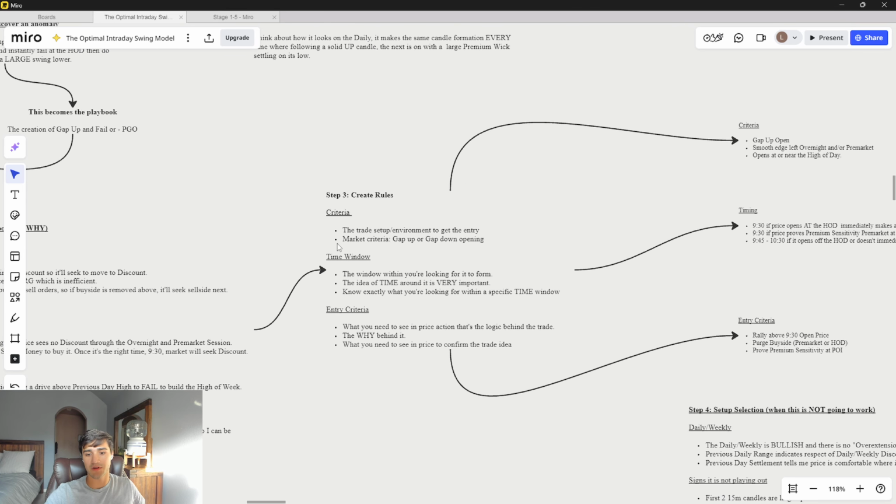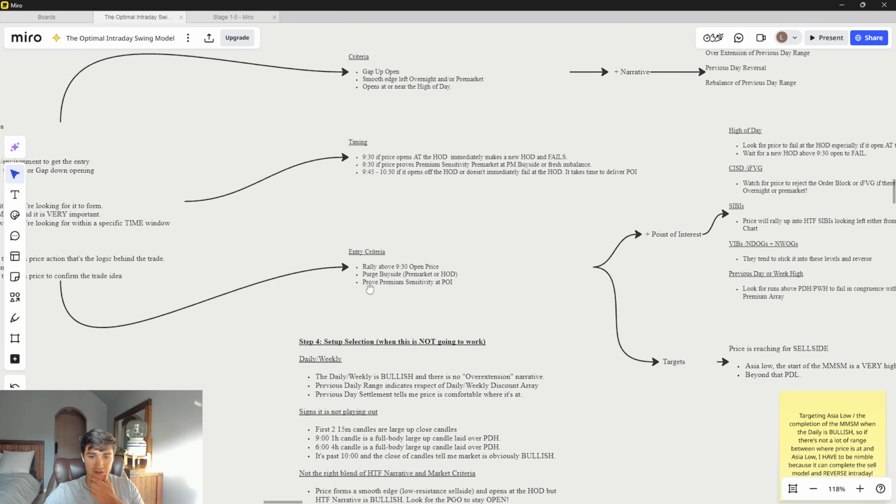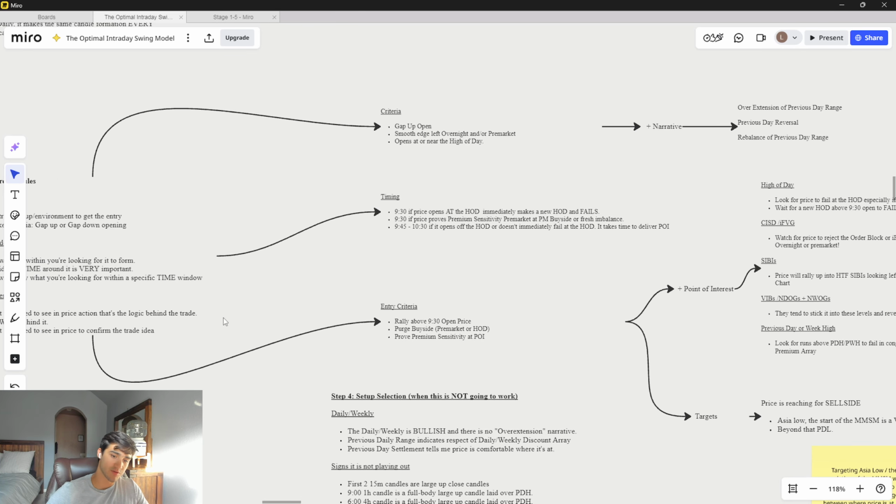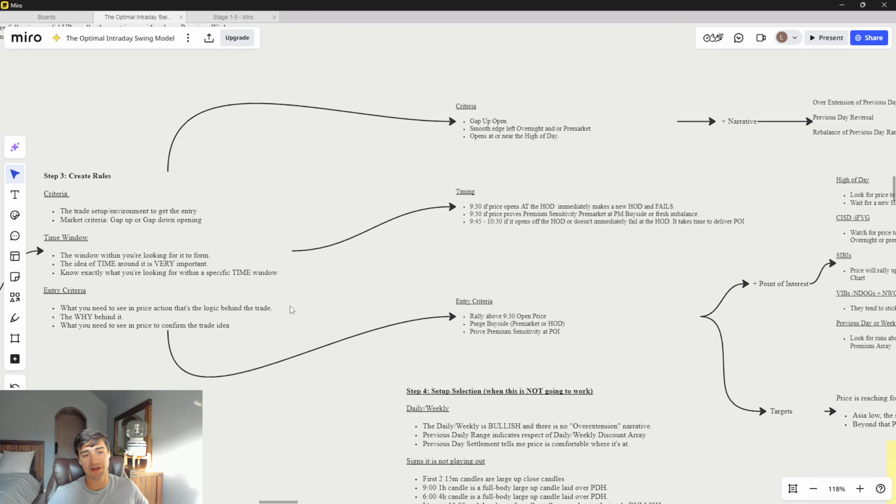So once you've created the criteria and the entry criteria, like, okay, I'm noticing this one move that tends to repeat. Now, why is this move even happening in the first place?